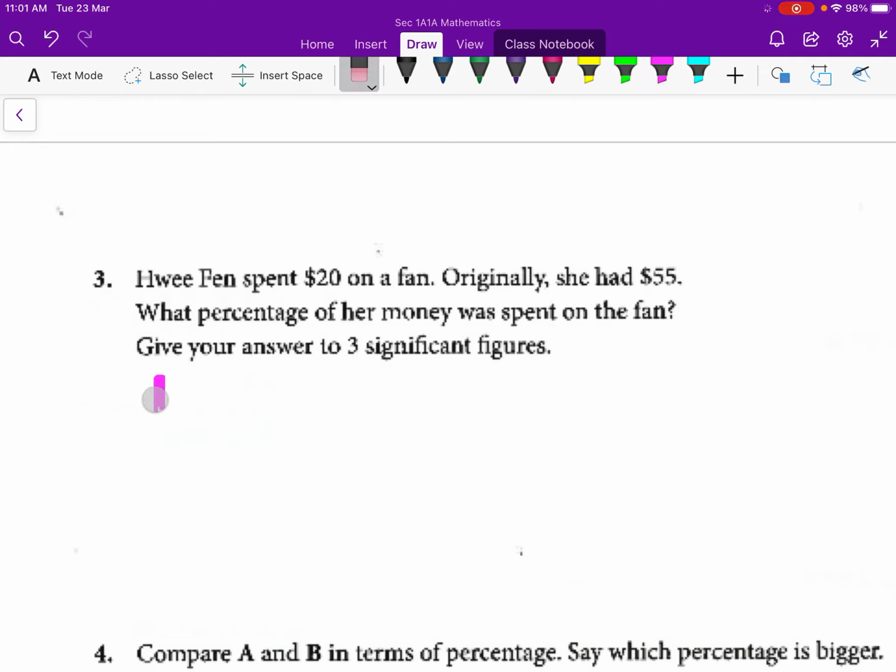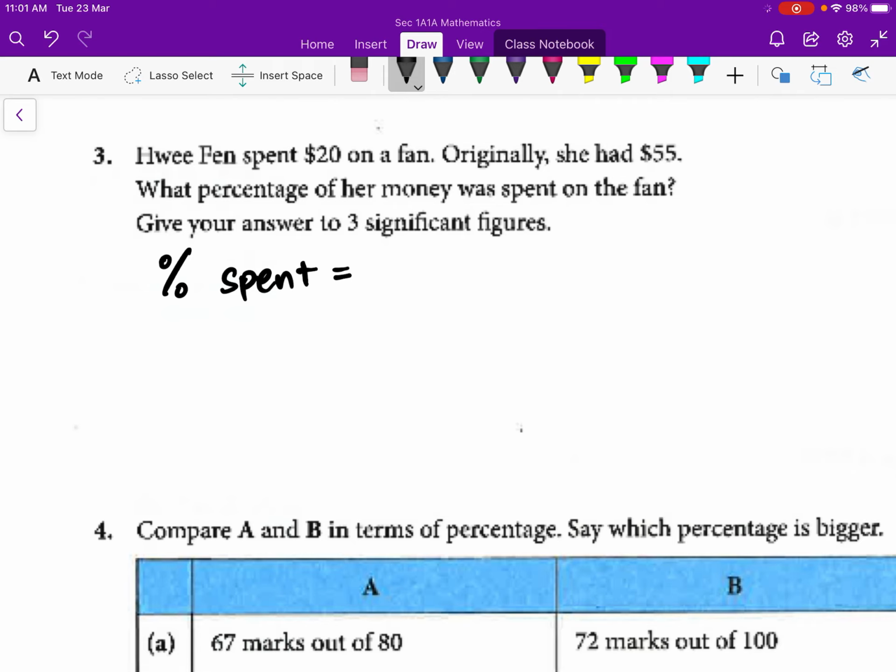So this is what you can write. Percentage spent equals to. Okay, I won't force you to write extra stuff that is pointless. So we need to have a statement. You cannot just have working only. You must have statement. So I will think of how I can shorten the statement for you. Instead of spelling out everything, just write percent spent. Okay, quite short already.